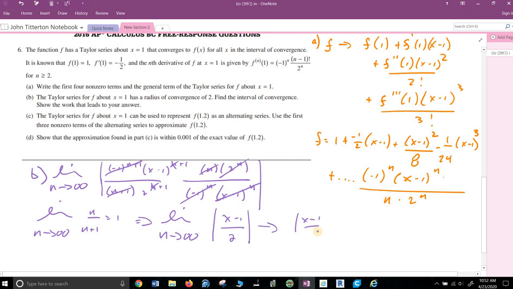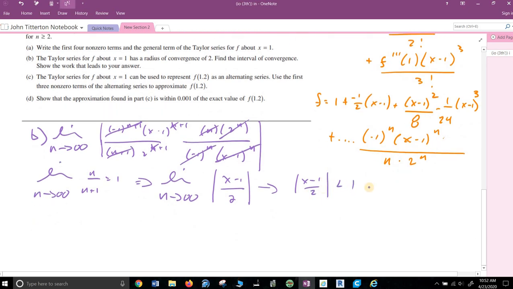X minus 1 over 2 has to be less than, absolute value has to be less than 1, which means that absolute value of x minus 1 is less than 2, which means that negative 2 is less than x minus 1 is less than 2, which means negative 1 is less than x is less than 3, at which point I stopped like a moron. So this is brutal. If you get it, great. If not, you're losing a point here. It's not the end of the world.